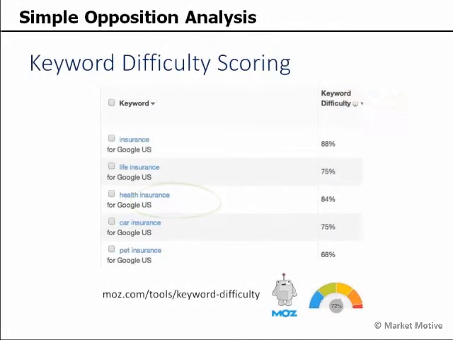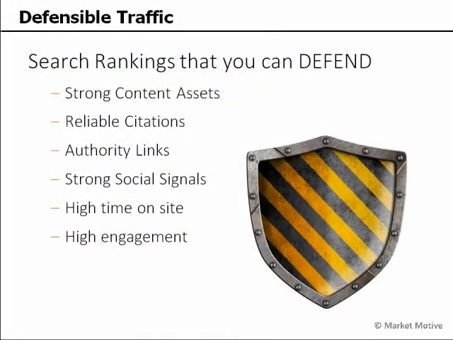And we look at the opposition or keyword difficulty scoring side of things on a very simple level by using the keyword difficulty tool at SEO Moz. And you can see the keyword difficulty here for a handful of the phrases that we've talked about in insurance. And why we do this from a competitive standpoint is so that we can develop defensible traffic.